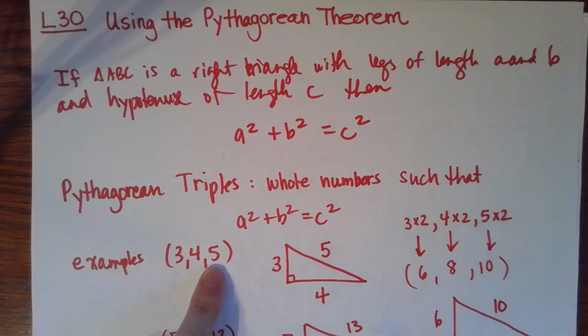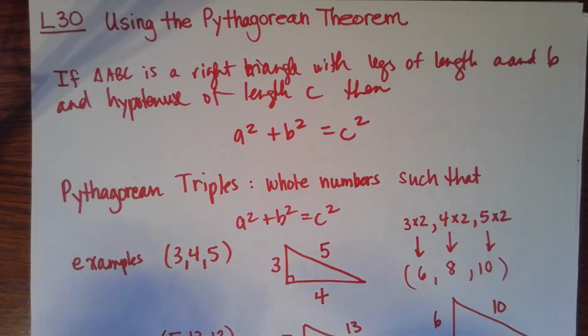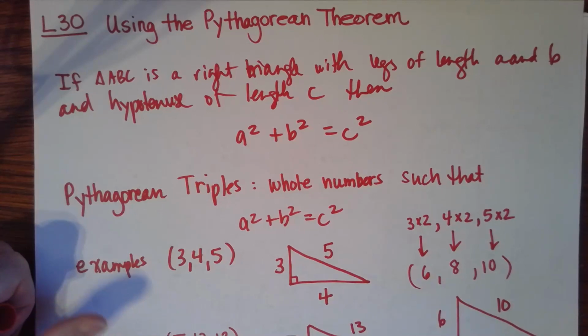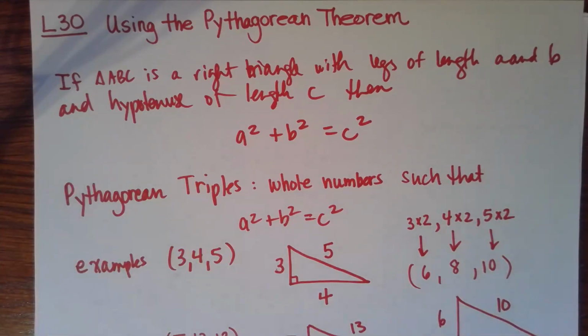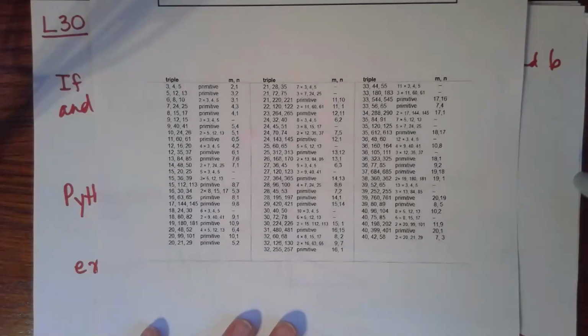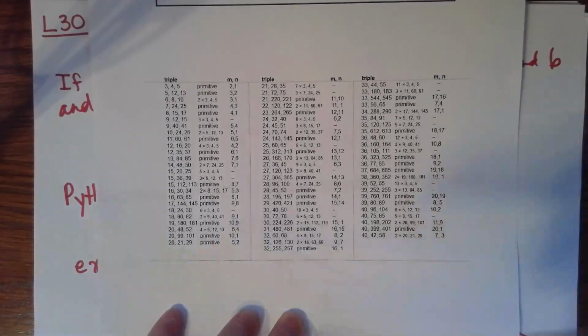I could also take 5, 12, 13 and double it. So if I did 10, 24, 26, that would be a Pythagorean triple. Or if I tripled all of these and did 15, 36, 39, that would be a Pythagorean triple. So I can always get a new Pythagorean triple by taking a constant multiple of a Pythagorean triple that I already know.